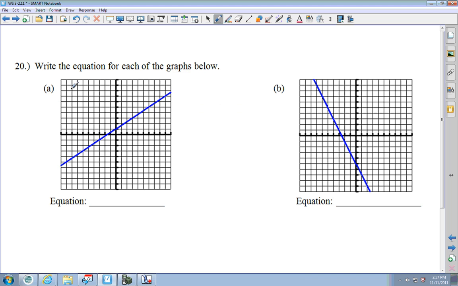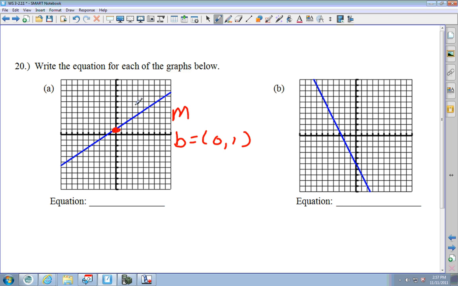Number 20 says write the equation of each of the graphs. Well, I need to find my slope and my y-intercept. My y-intercept is right here at 0, 1. My slope, well, let's see if I can figure it out. If I go up 1 over 1, nope.